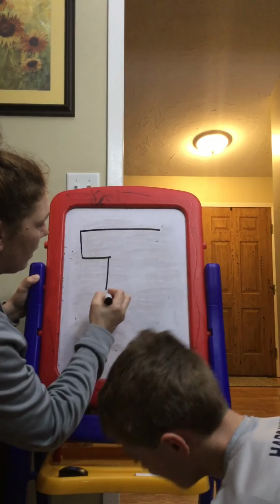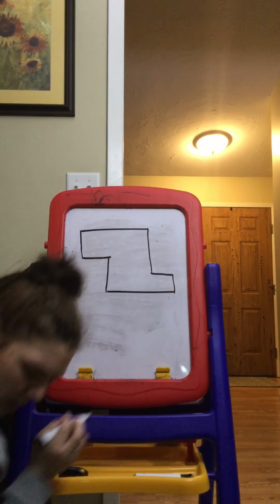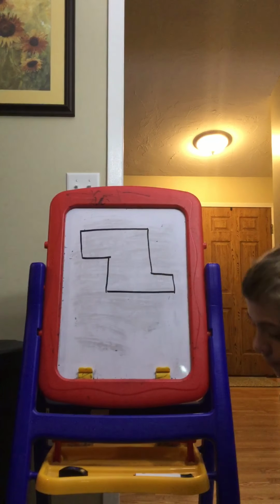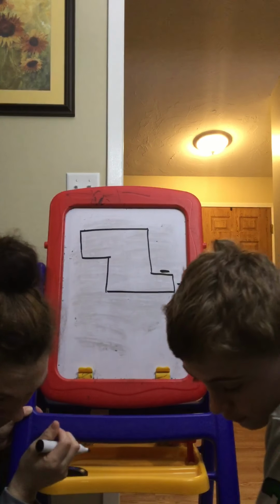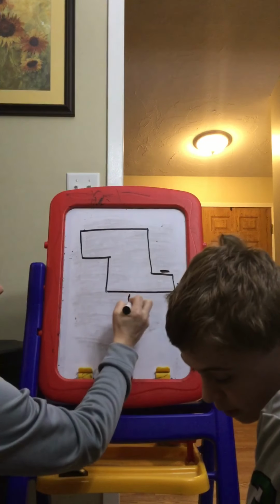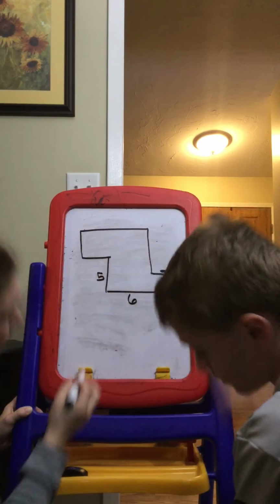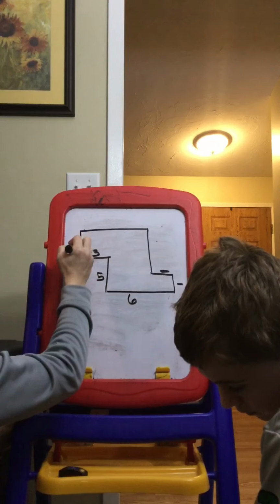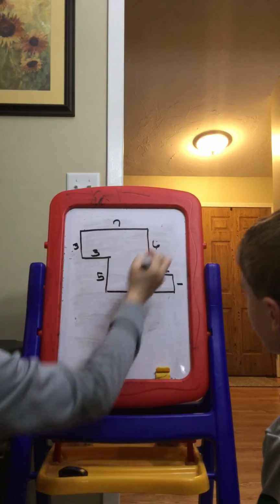It looks kind of like that, right? So we need to find out what this section is. This section is the 6 to 5. Then 3 up there, and then another 3. So 3, 3, what's the top? 7. And what's the side? 6.